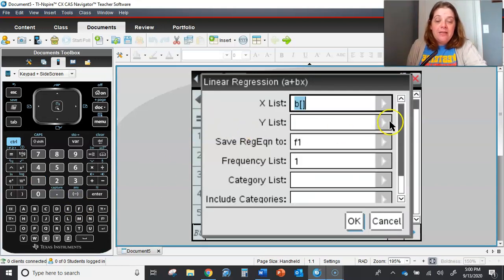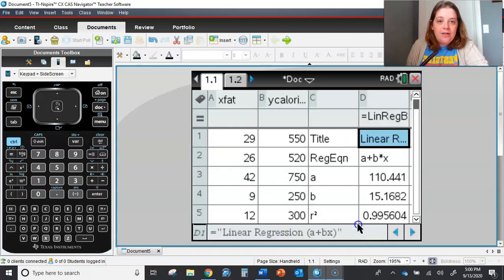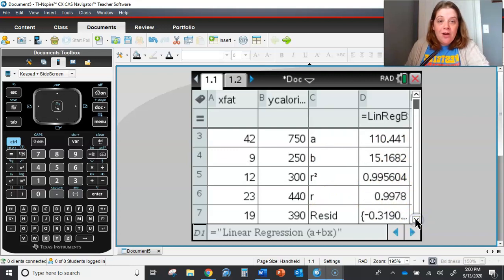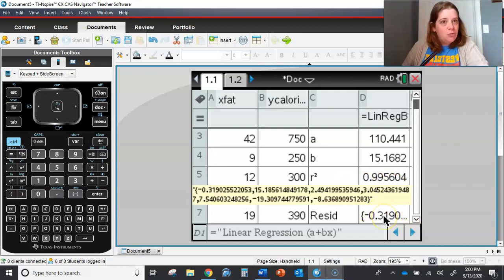A plus BX, it's going to say, what's your X? It is fat. What's your Y? It is calories. Okay, I'm going to click OK. And I get that for the regression equation, A plus BX, A is 110.44. B is 15.1682. It says R squared, which we're going to talk about in section 5.3, is 0.9956, and R is 0.9978.